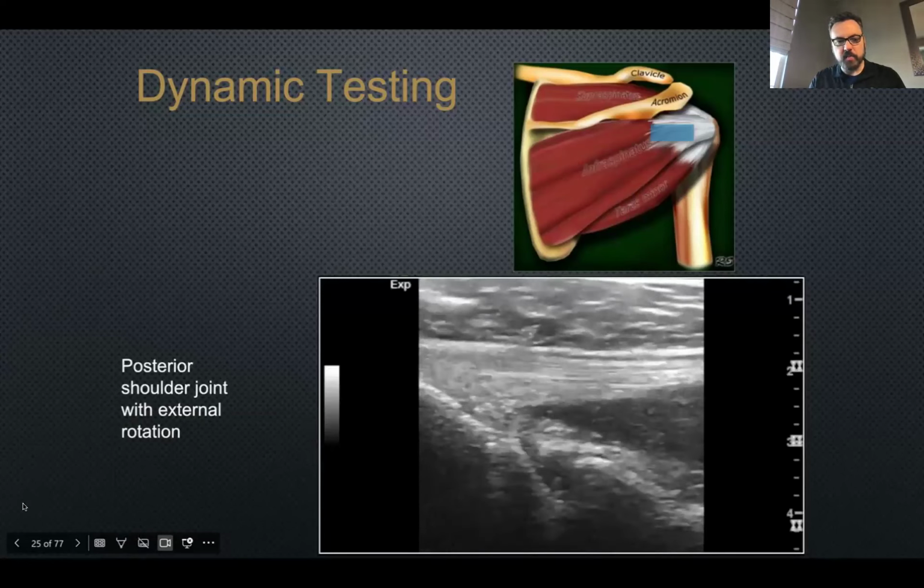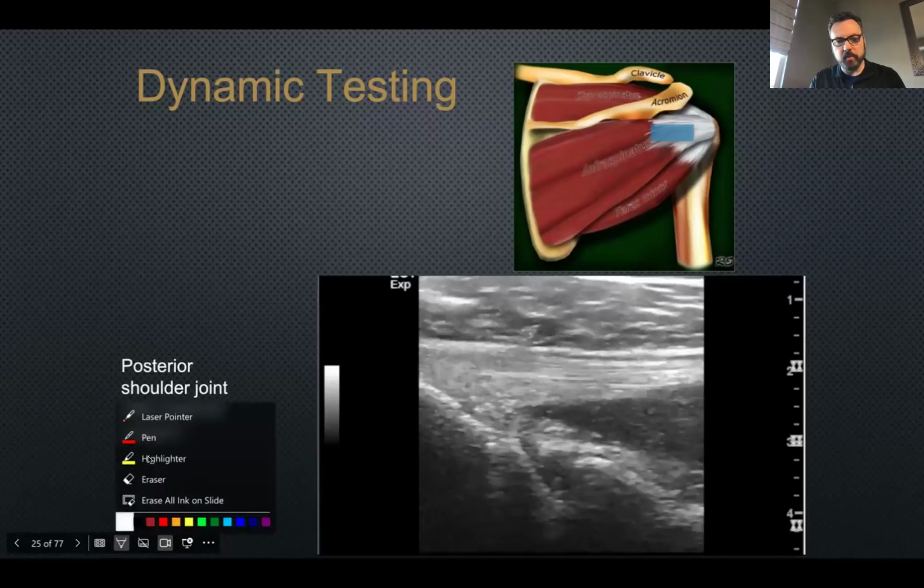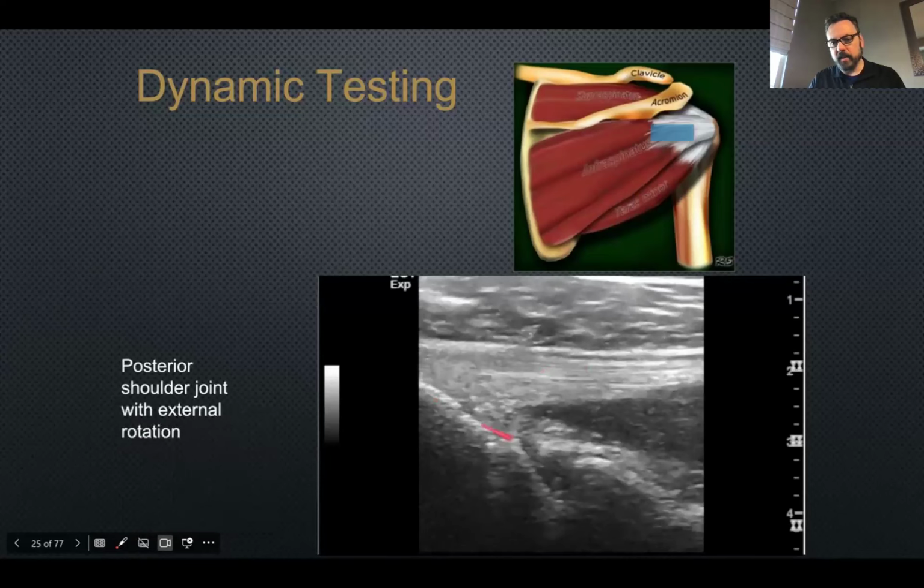And you could see that infraspinatus tendon get pulled into view. Right there. This is the glenoid labrum right there, and then the glenoid process and the humeral head and more of the humerus itself. Okay.